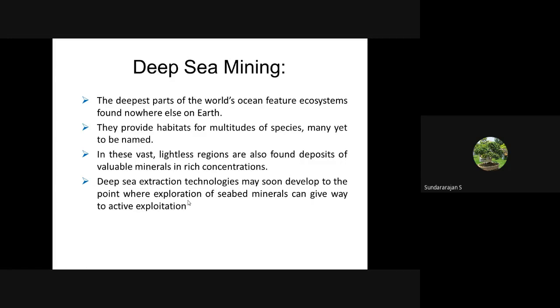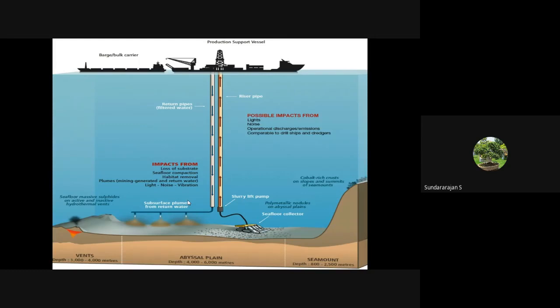The International Seabed Authority allows and allocates areas to individual countries where deep sea extraction methods and technologies can be used. They adapt pumping, and they discharge the slurry. In addition, there is impact from the loss of surface substrate, seafloor fauna, and architecture. We don't know the composition of the seabed. Once we collect the nodules and minerals, we pump the slurry back to the bottom. Now we are linking this with climate change.